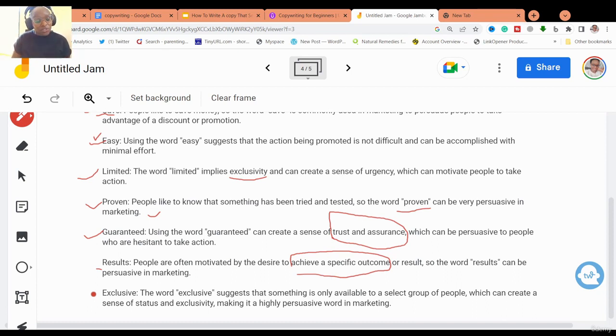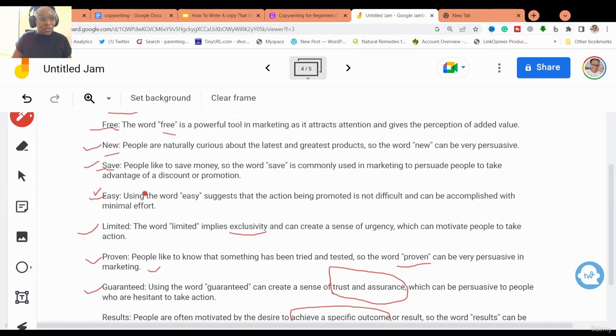The other word that I want us to look at is the word exclusive. So the word exclusive suggests that something is only available to a select group of people, as this can create a sense of status and exclusivity. Human beings want status and they want exclusivity. And these are very persuasive words.